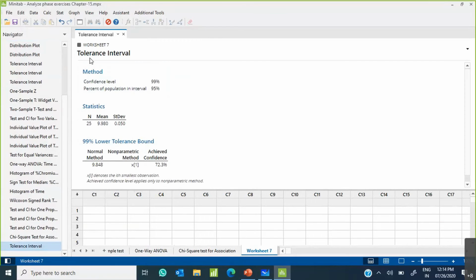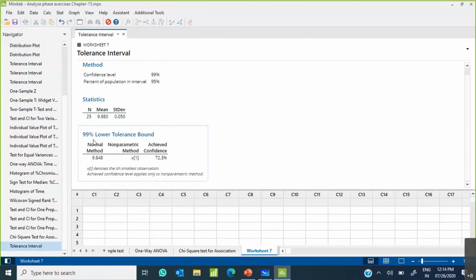If you see what the tolerance interval results are giving, it shows the method. What is the confidence level we had? It's 99%. What is the percent of population in the interval? It's 95%. N is 25, the mean is 9.98 and the standard deviation is 0.05. So these are the values we had entered. Now if you see the 99% lower tolerance bound, it is 9.848, right? So that will be the lower tolerance bound for the process which I have considered.